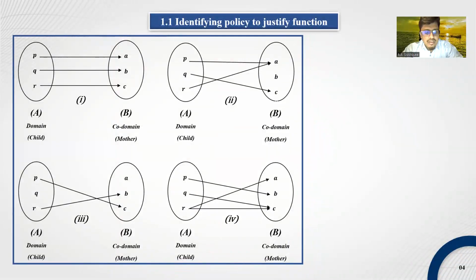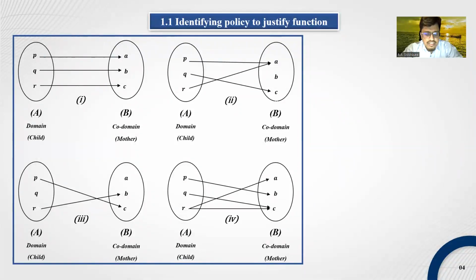In figure 1, if we compare the elements of A as children and the elements of B as mothers, we see every child has a unique mother in this relation and easily say this relation is true and is a function. Similarly, in figure 2, we see every child has a unique mother. It is also possible that a mother has two children, so type 2 is also a function.